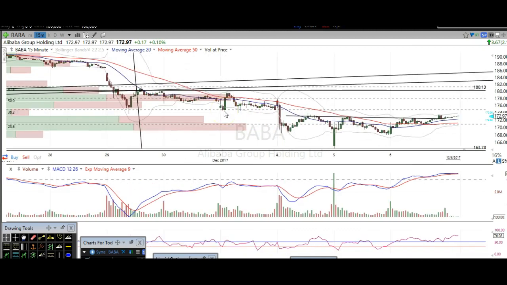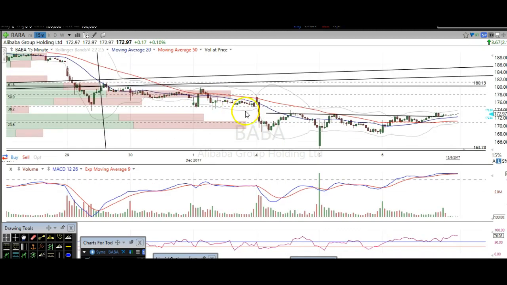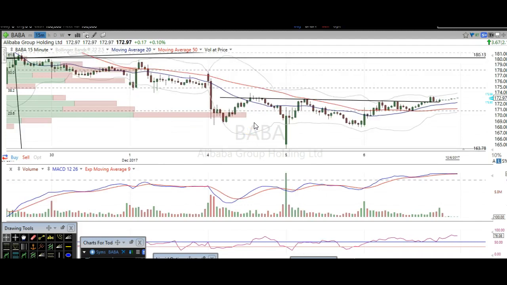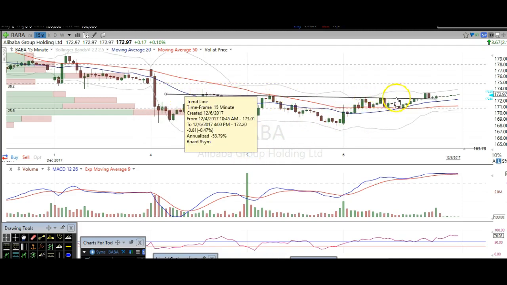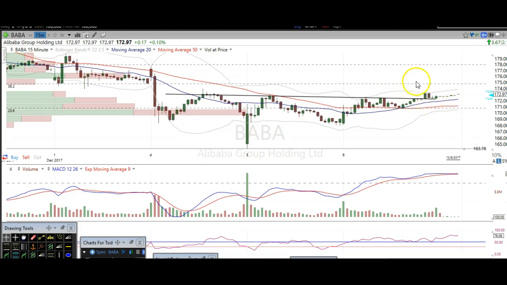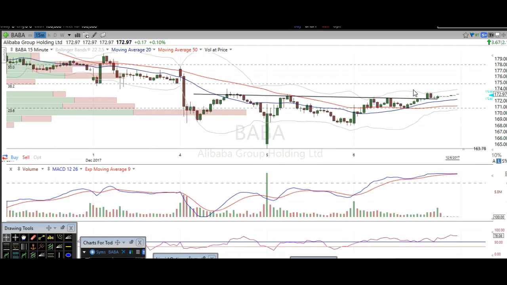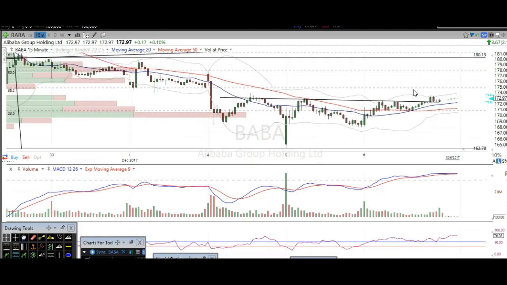The other thing too that I want to mention is that we've got an inverse head and shoulders. So I'll point that out right here. Here's the left shoulder, here's the right shoulder, here's the head right here, and then here's the neckline right here. And as you can see, we just closed over it barely at the close today. So I think that BABA is looking like it can get a nice move to the upside.